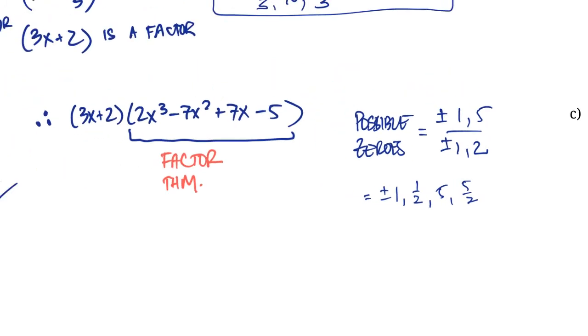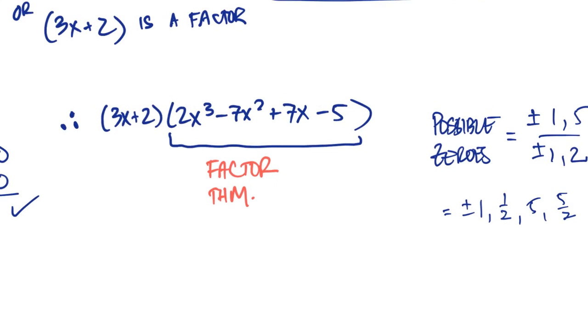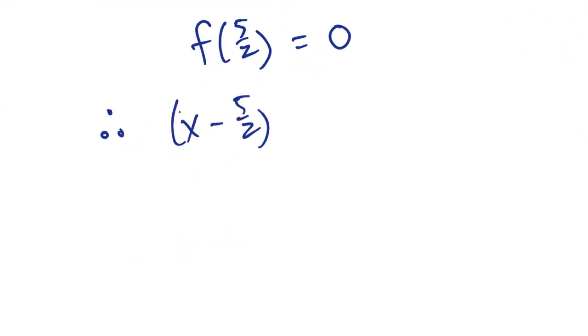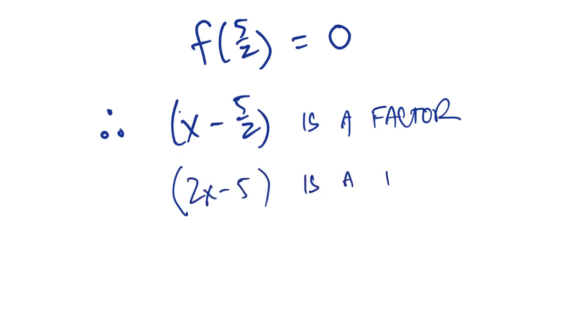But when you do that, I'm just going to give you the spoiler here again. If you want to try it yourself, you can pause it. But the thing that gives you 0 is 5 over 2. So the factor that corresponds to that is x minus 5 over 2. Or again, we could do the same trick as last time, so basically get rid of the fraction, multiply it by 2, so 2x minus 5 is a factor.